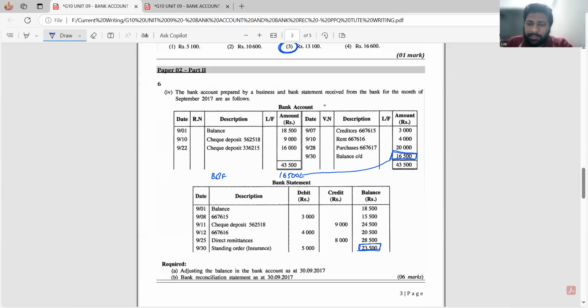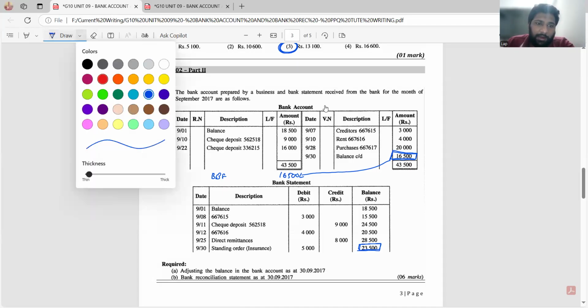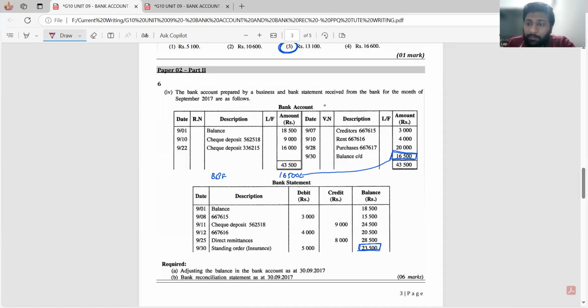Our accountant is telling 16,500, bank is telling 23,500. So there is a problem. So we'll try to figure out the issues. We'll pick one by one. Opening 18,500, statement also 18,500, not a problem.